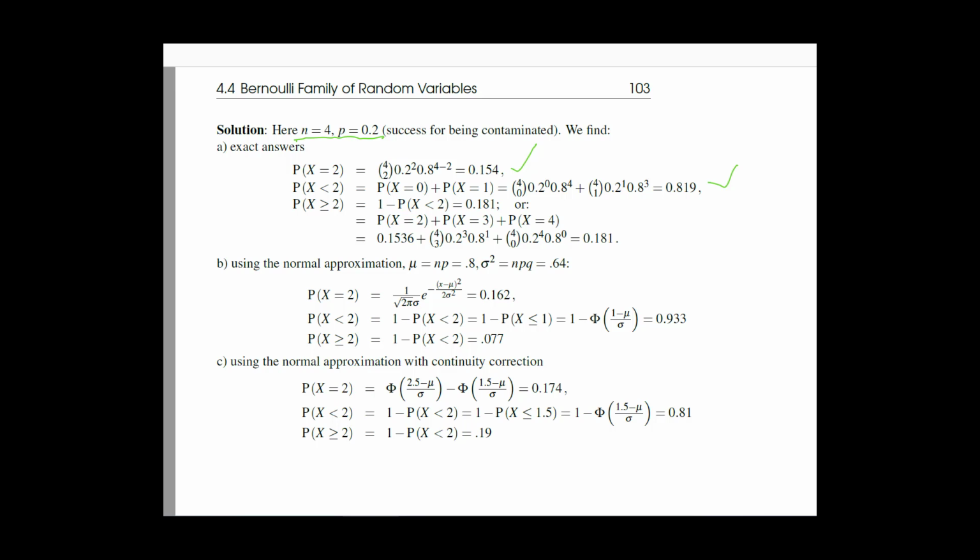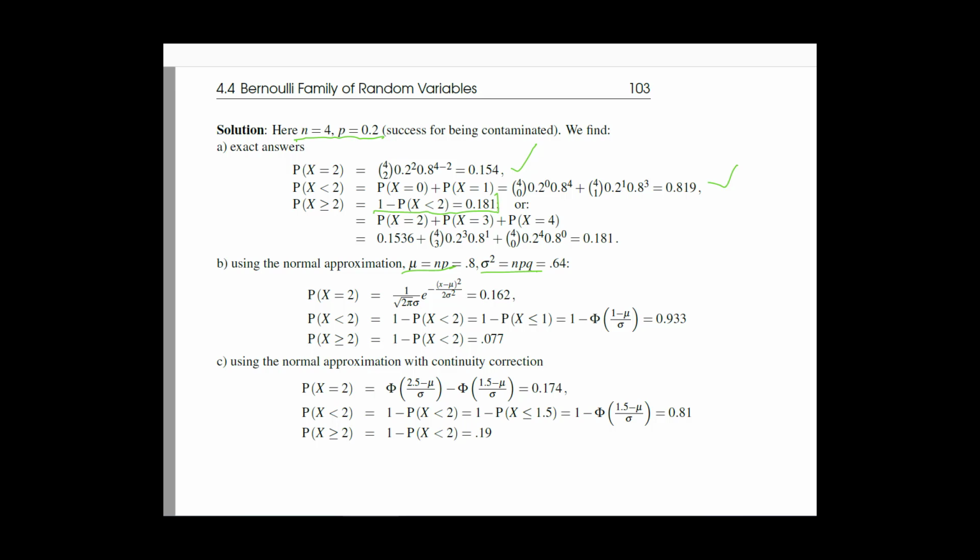This one is the complement of the other, so we can just do this and be done with it, or you can compute the remaining terms. You're going to get the same answer. Now, with the normal approximation without continuity, we use our formulas for the mean and variance of a binomial. So 0.8 and 0.64 in this case.